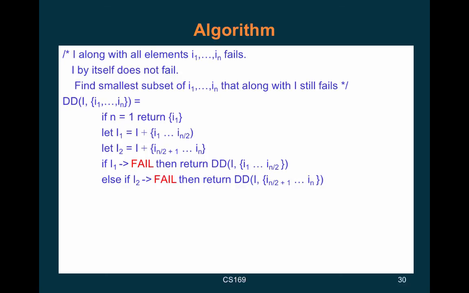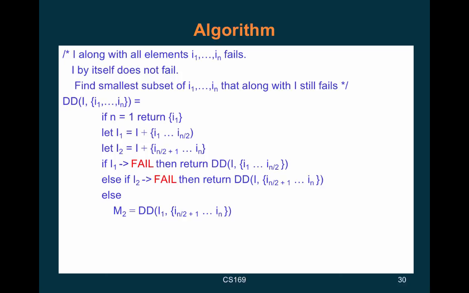Otherwise, we try the second half. If I2 fails, then we invoke delta debugging on I and the second half, and again you have to verify that the invariant holds. The interesting case is when I1 doesn't fail and I2 doesn't fail. Well, then we have an interference. We need something from the first half and something from the second half.